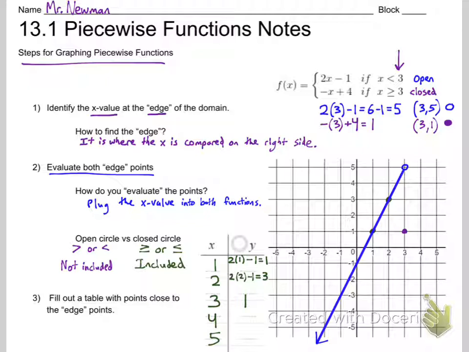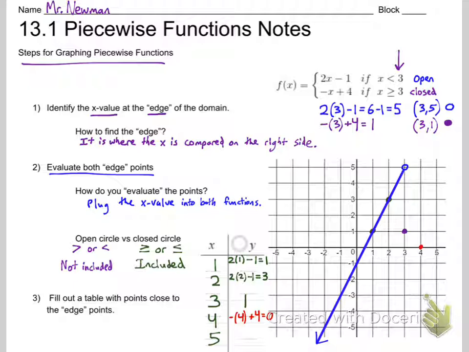Now let's evaluate 4 and 5. So to evaluate 4, we need to ask, all right, is 4 less than 3? Or is 4 greater than or equal to 3? Since 4 is greater than or equal to 3, we're going to use this function, negative x plus 4. Negative 4 plus 4 is 0, so the point is (4, 0), which I'll plot right there.